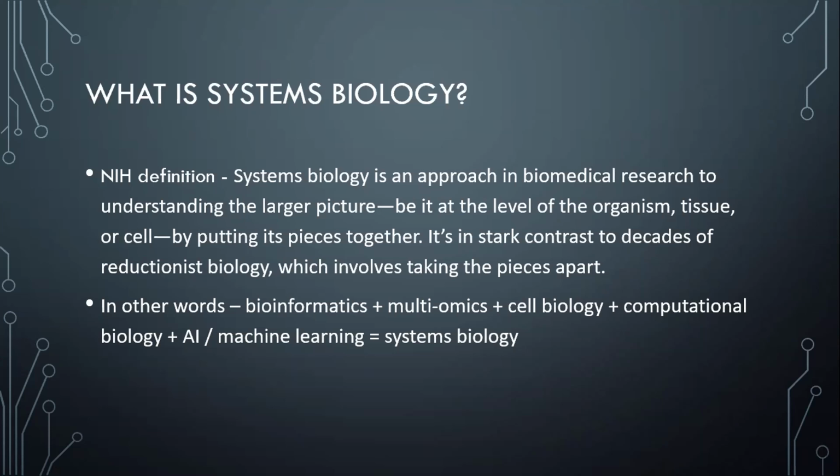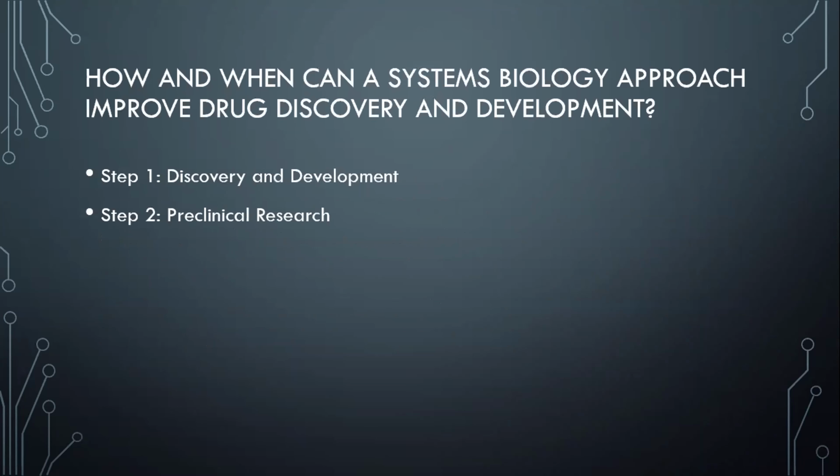With the advancement of AI, and really it's not even the advancement of AI, it's the advancement of computer power, and the ability to have a computer in our hands these days that is more powerful than any computer on Earth only a few years ago. That leads us to the ability to put together bioinformatics, all your omics approaches, cell biology, computational biology, and AI and machine learning, and that effectively will get you to a systems biology approach. Again, the areas where it can be most effective are the two areas we're talking about here today, which are the discovery and development process and the preclinical research stages.